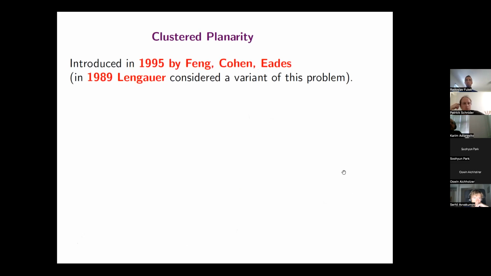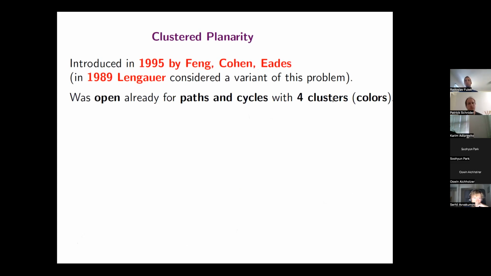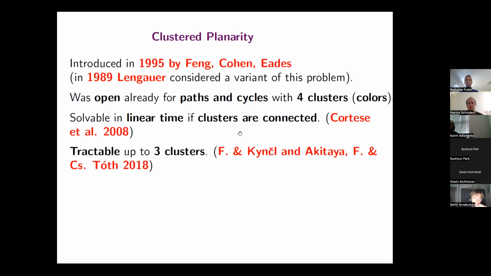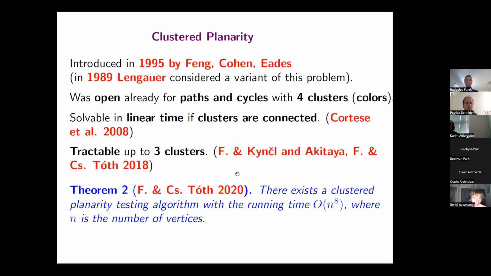And just a little bit of history. This problem was open for about 25 years, introduced in 1995 by Feng, Cohen, and Eades, and others considered very similar variants. It was open already when the graph was quite simple, a path or a cycle, and there were some special cases identified, but let's skip to the main result. Here we gave an algorithm with a running time of n to the power of 8 that was already improved to a quadratic running time.